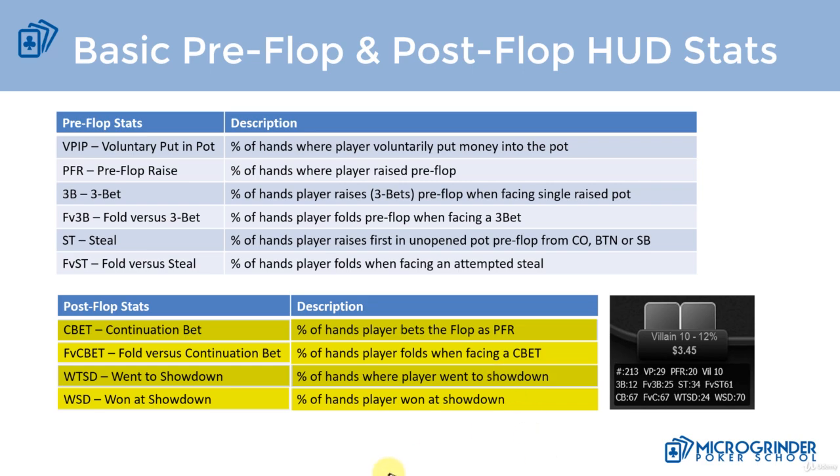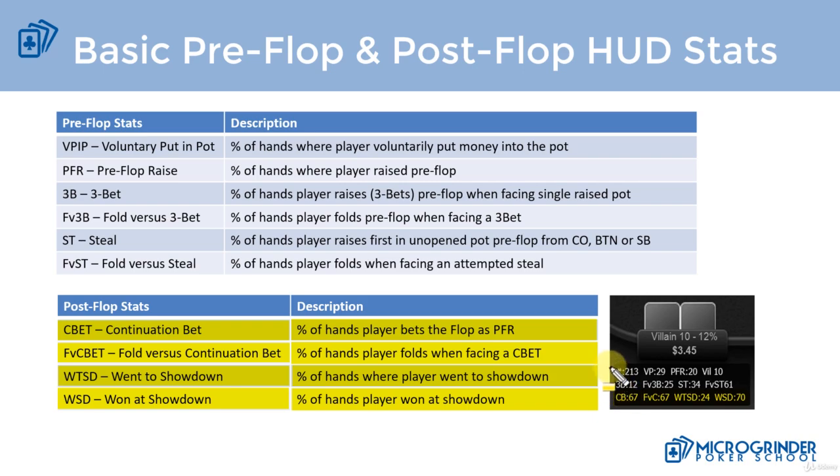So that's our basic post-flop HUD stats, and you'll notice here that we only have 4 versus we have 6 for the pre-flop, and here's our stats here on the bottom line. So this opponent here, villain number 10, they are C-betting or continuation betting 67% of the time. When facing a continuation bet, they are folding 67% of the time, and when they go to showdown, they are winning 70% of the time, but they only go to showdown 24% of the time. So that's our basic HUD stats.